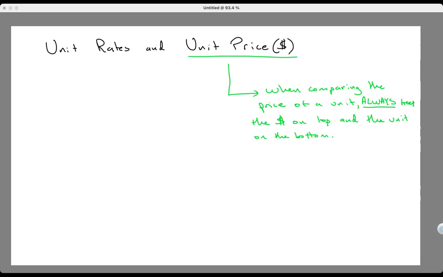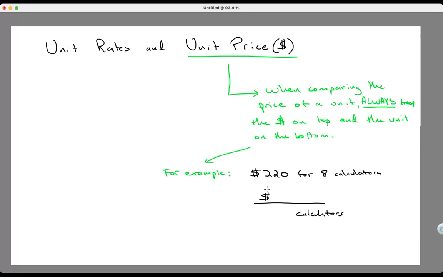So let's take a second. We'll talk about unit price. And actually, unit price, between you and me, is probably a little easier because we always will put the money on top and the unit at the bottom. So if we're talking about an example of calculators, it's $220 for 8 calculators. We want to set up the money on top and the calculators at the bottom. Money will always be on top here when we're comparing unit prices.